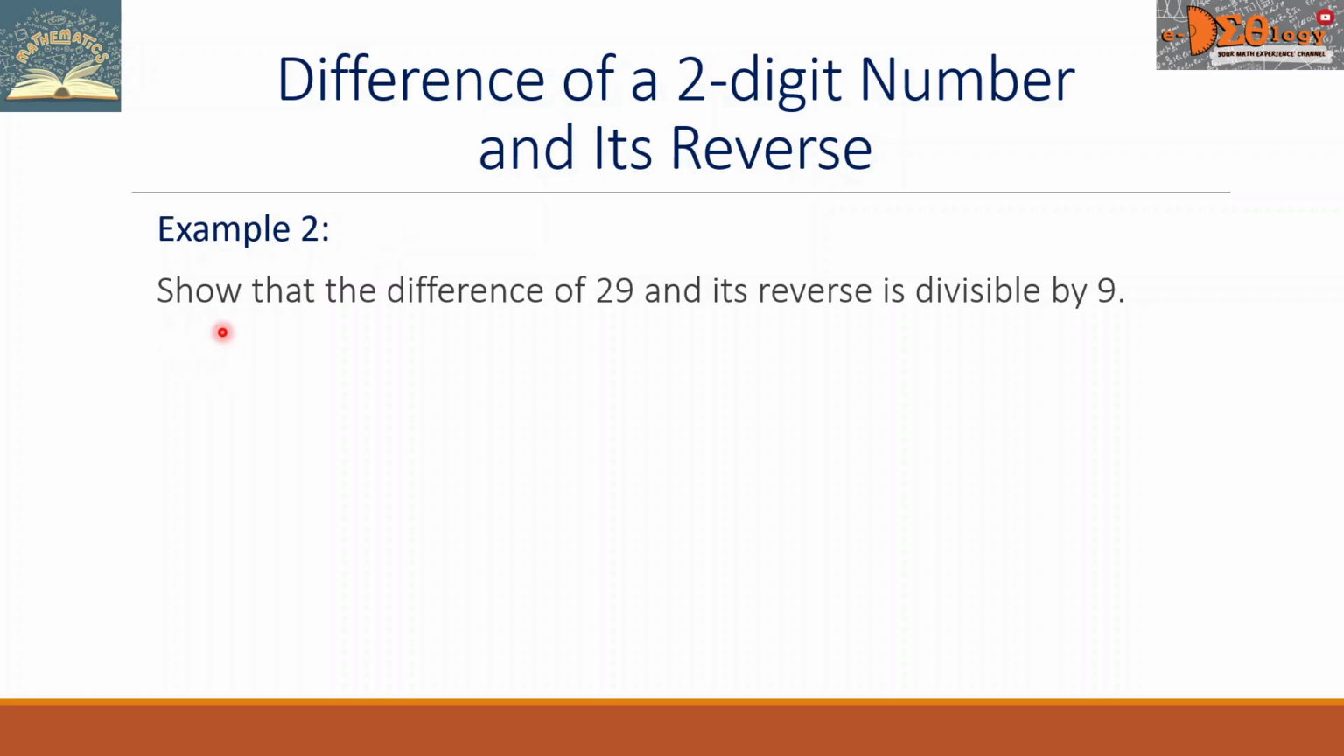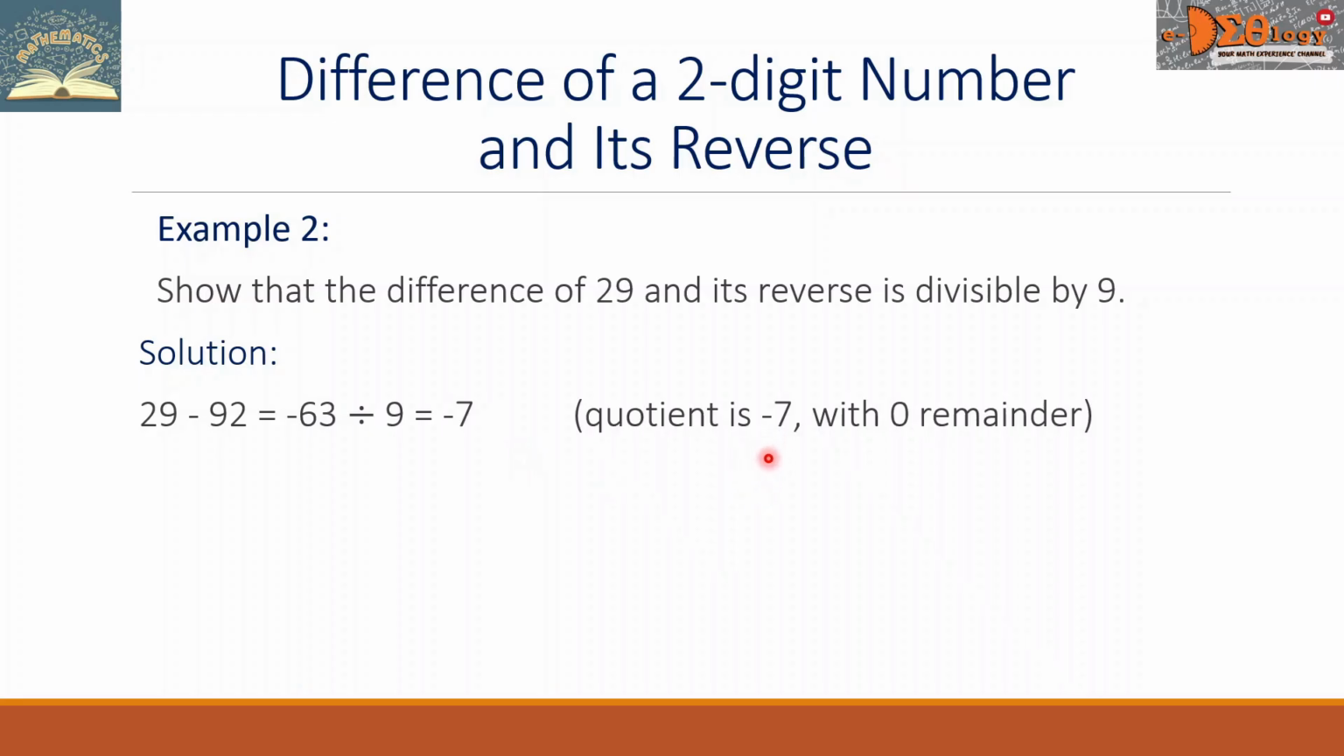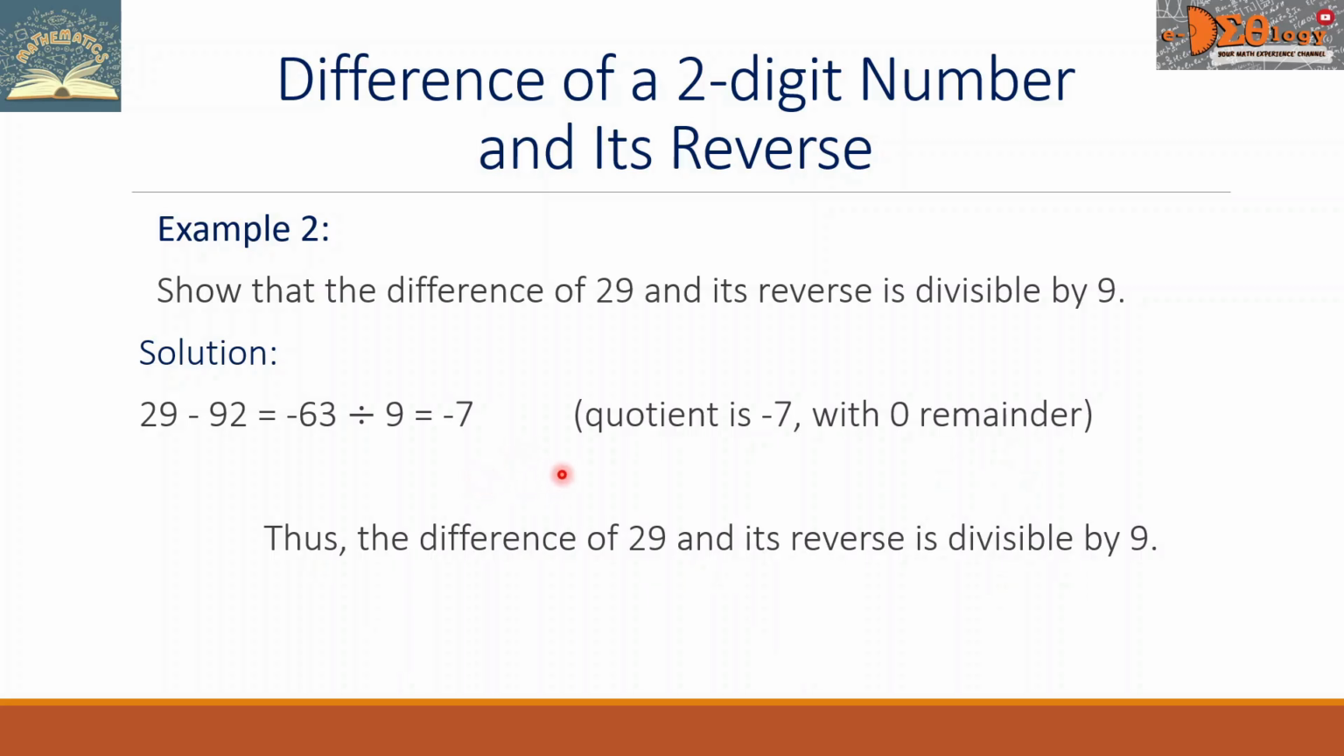Example 2. Show that the difference of 29 and its reverse is divisible by 9. So we have 29 minus the reverse, which is now 92. The difference is negative 63. When we divide this by 9, the quotient is negative 7. We can see here that the quotient is negative 7 with 0 remainder. Then we conclude the difference of 29 and its reverse is divisible by 9.